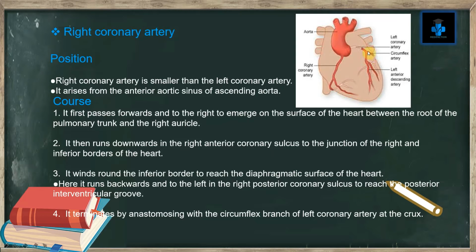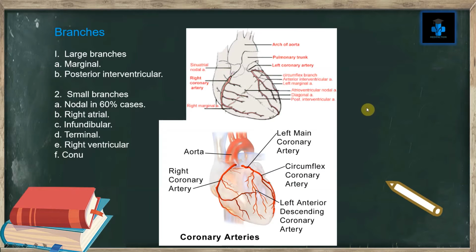This is the circumflex artery associated with the left coronary artery. Branches. Number 1. Large branches. It possesses marginal and posterior interventricular branches. This is the right marginal artery, and it also has posterior interventricular branches, which come under large branches.